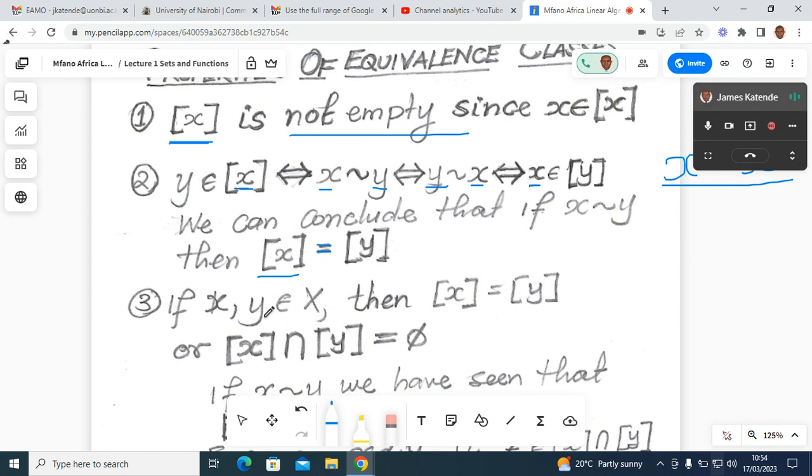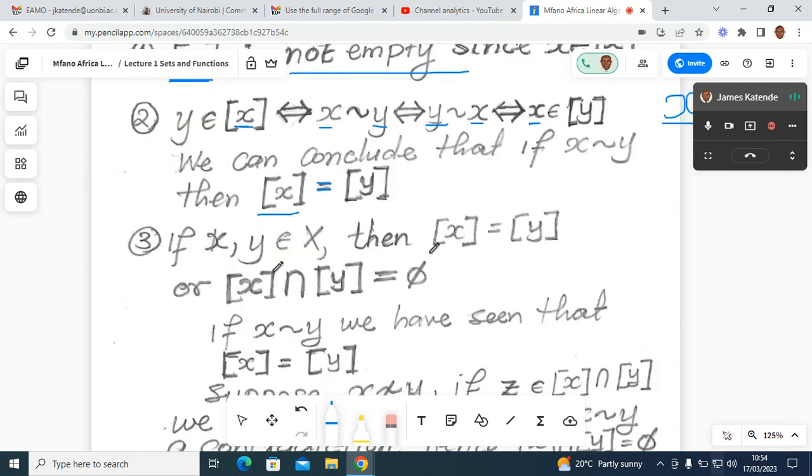So we continue. If x and y are elements in X, then we have two options. If you have two elements x and y from the set X, then either the equivalence classes are equal, or, if they are not equal, they will be disjoint.